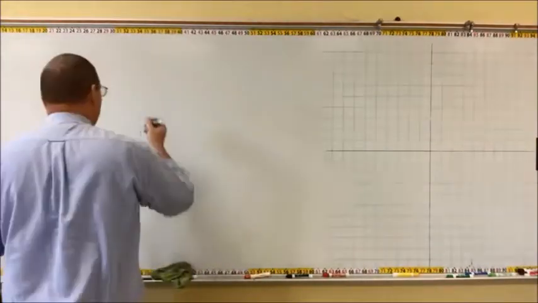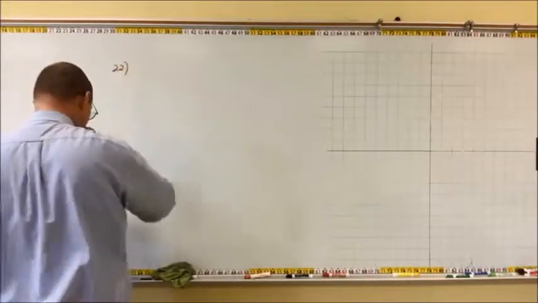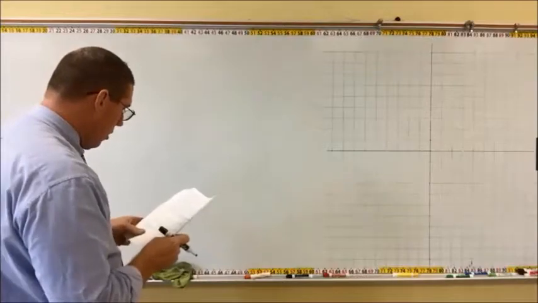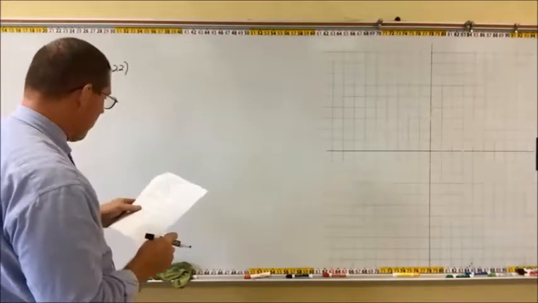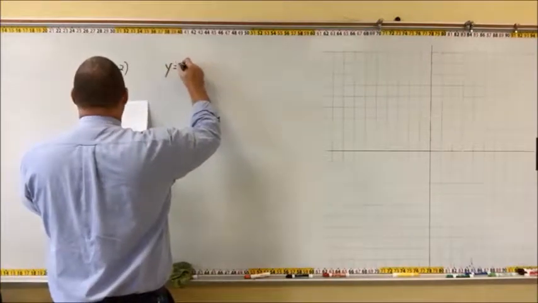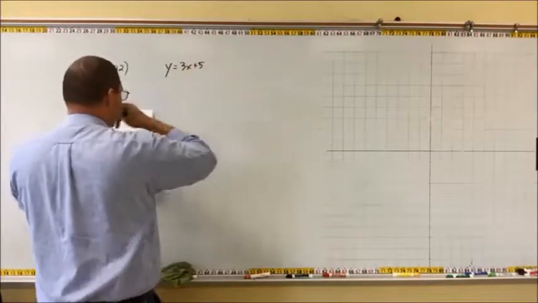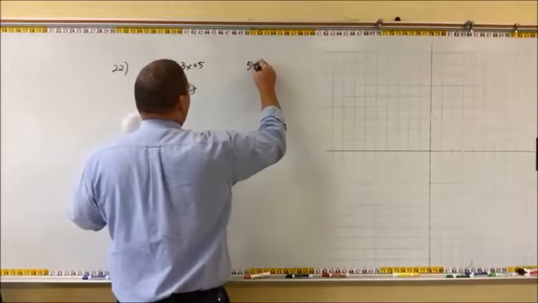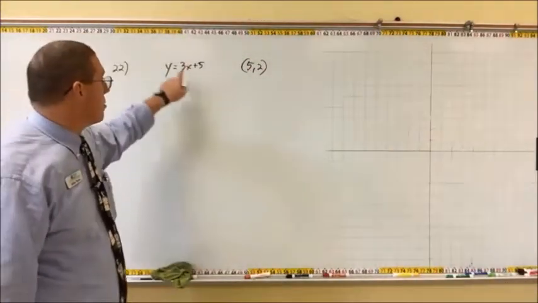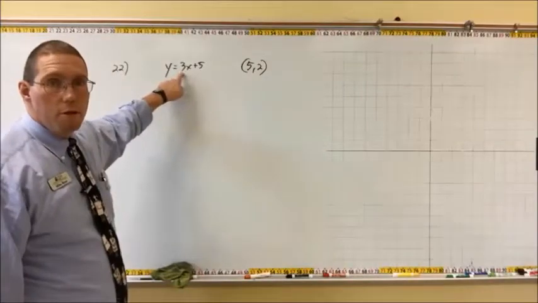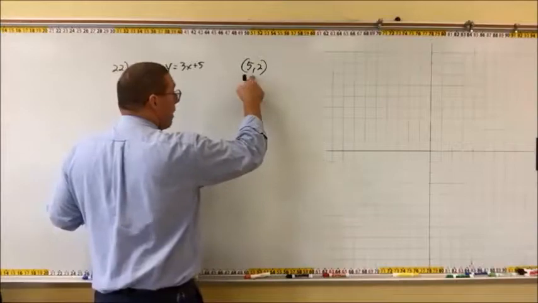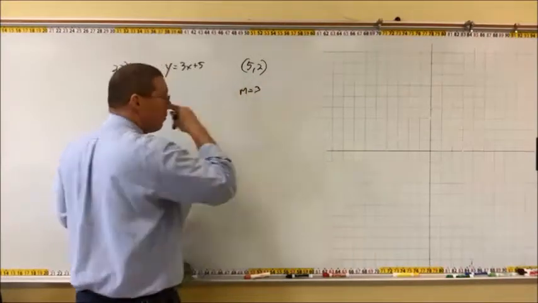All right, 22 says, write the equation of the line that is parallel to y equals 3x plus 5 and passes through the point 5, 2. Parallel means same slope. So we know that this other line that passes through 5, 2 has a slope of 3.